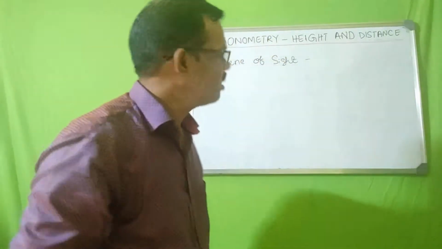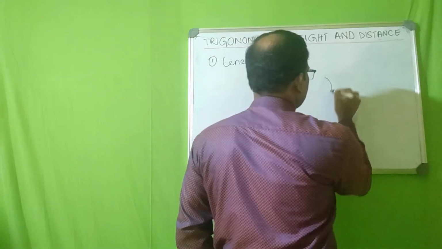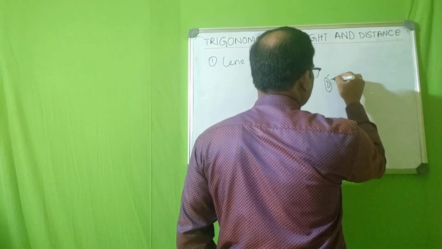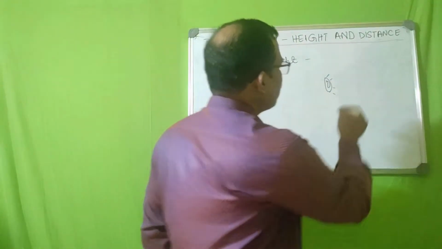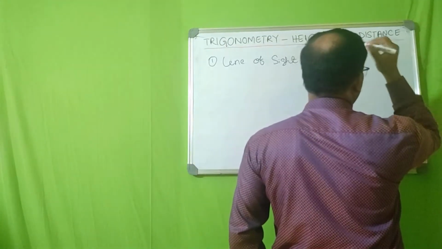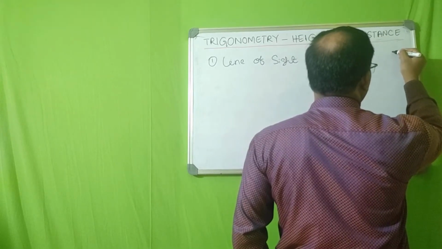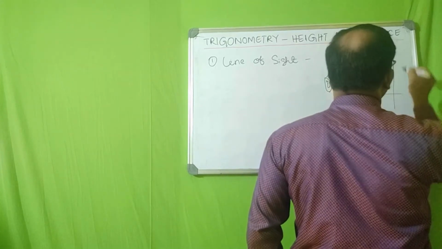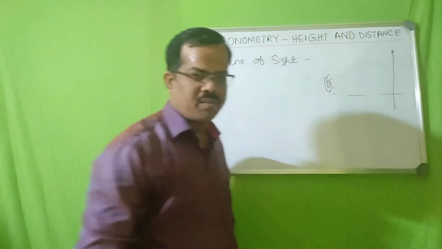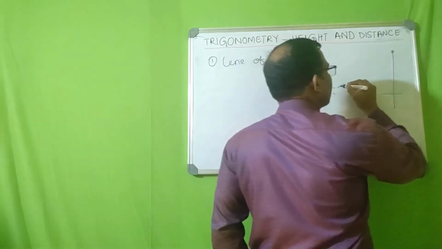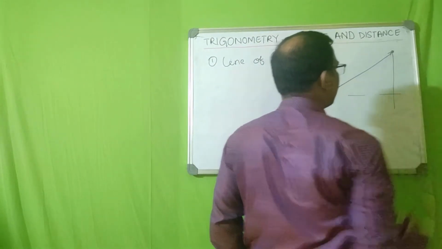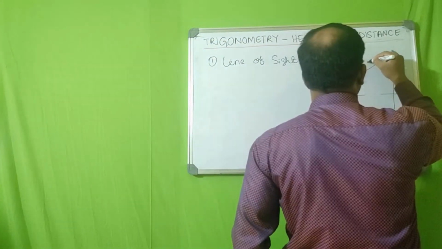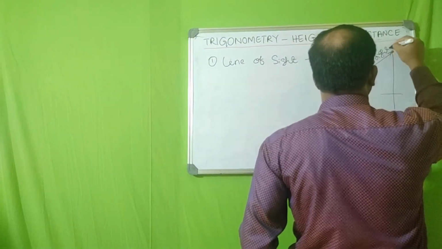What is line of sight? So you see here, your eye is here, and you are looking at one object. Let's say we are looking at the tip of the pillar. So the pillar is here, and you are looking at the tip of the pillar. That means if you join your eye to the tip of the pillar, that becomes your line of sight. This one is the line of sight.